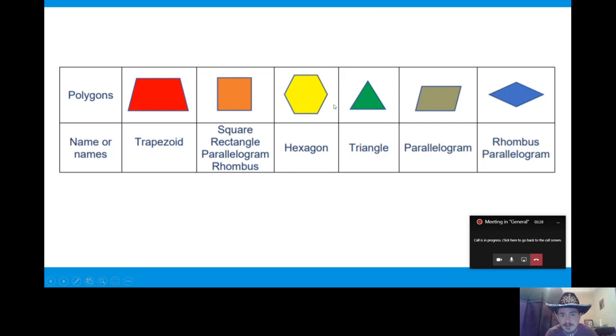This shape is a hexagon. We know because it has 6 sides. 1, 2, 3, 4, 5, 6. This shape is a triangle. This shape is a parallelogram. And this shape is a rhombus.